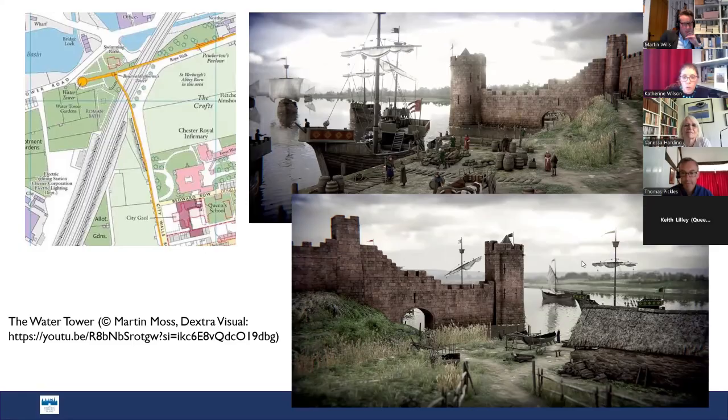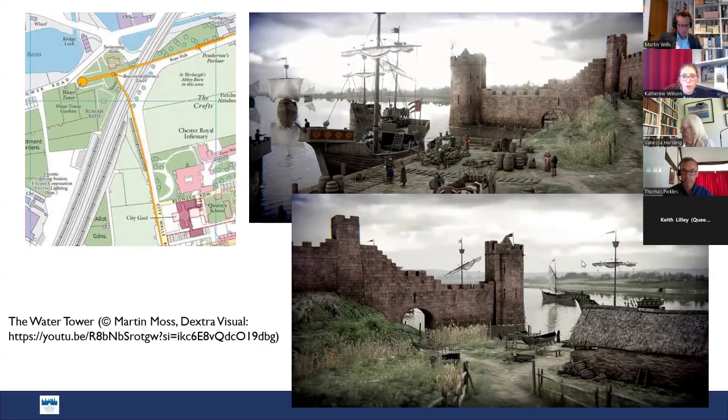But thanks to the UKRI AHRC funded project that I oversaw, which was the mobility of objects across boundaries, 1700, we can watch the excellent reconstruction provided by Martin Moss of Dextra Visual of the Water Tower as it was in the mid-14th century. And this is a still which illustrates the map gazetteer entry.